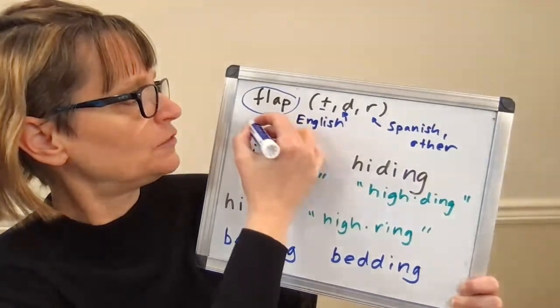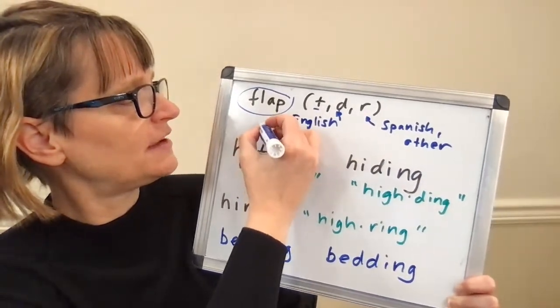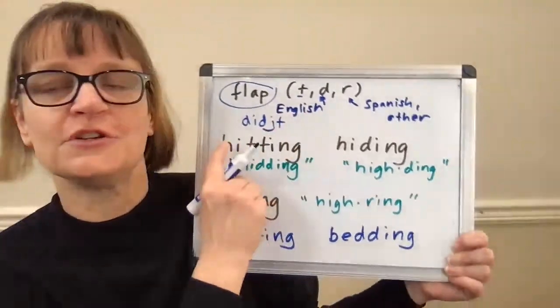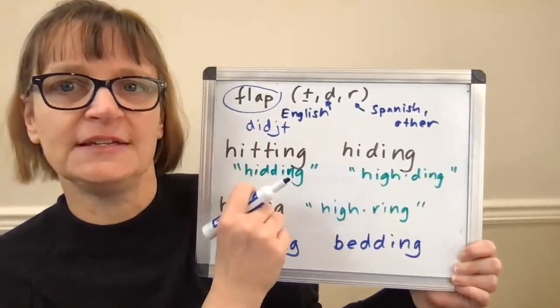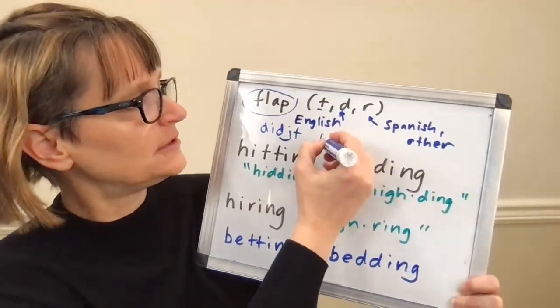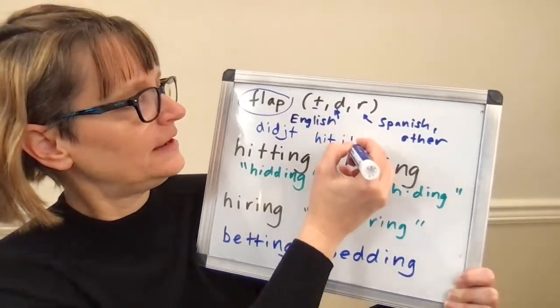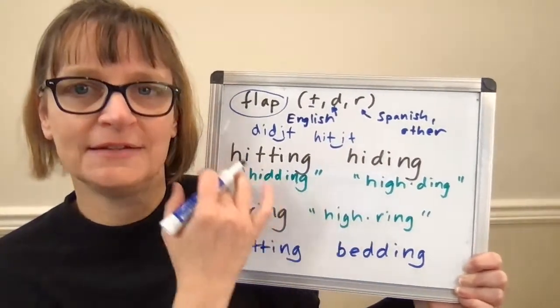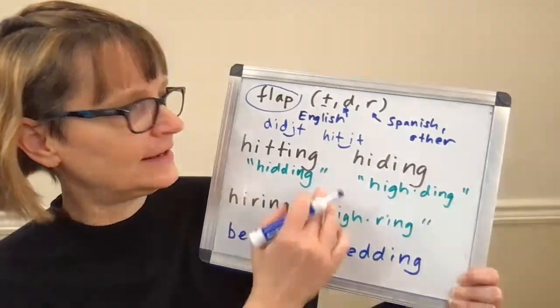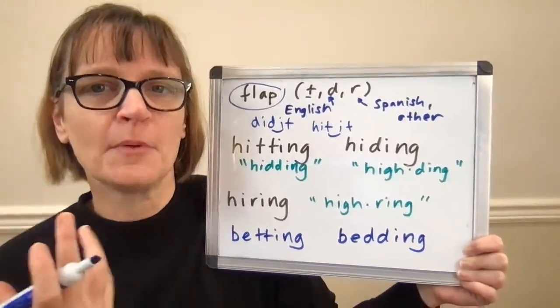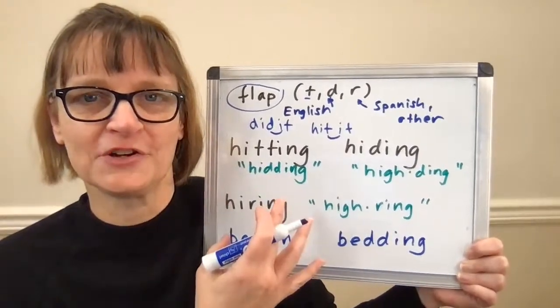Also at the ends of words when I'm linking. So if I say, for example, did it, I link those two and I use a flap. I don't say did it, but rather did it. Or similarly, hit it, that T also becomes a flap. Hit it, did it, hitting, hiding. So flap is a very useful sound, but we don't exactly have a letter to represent it.